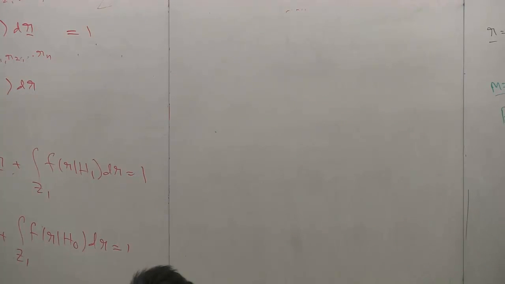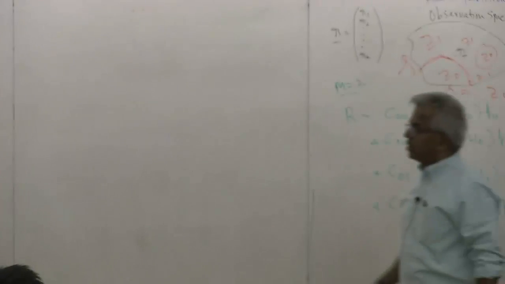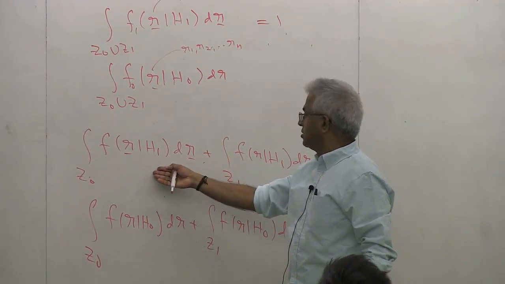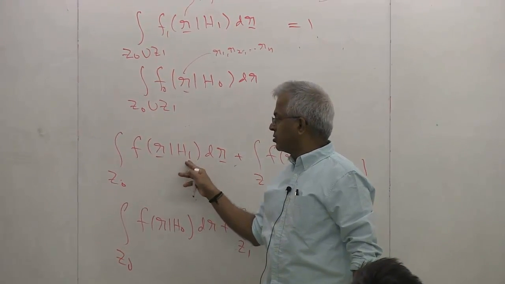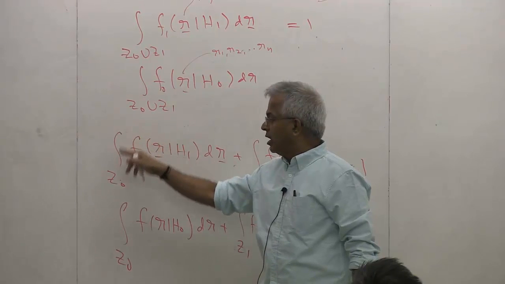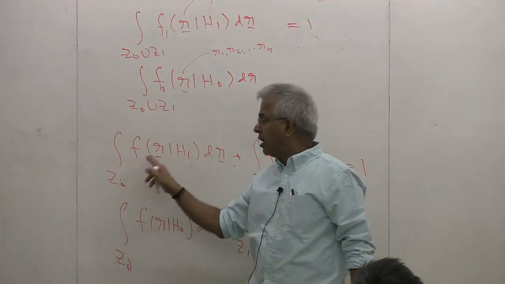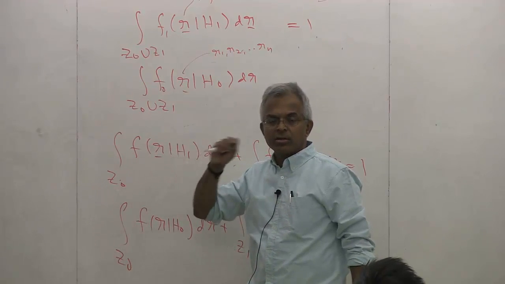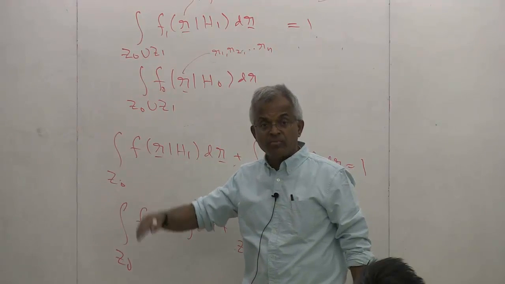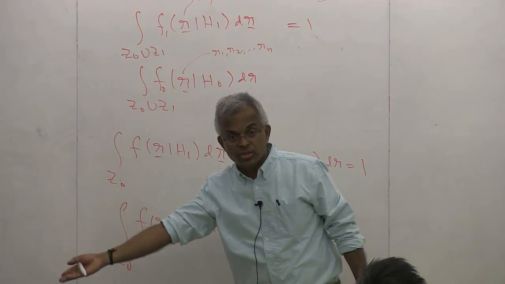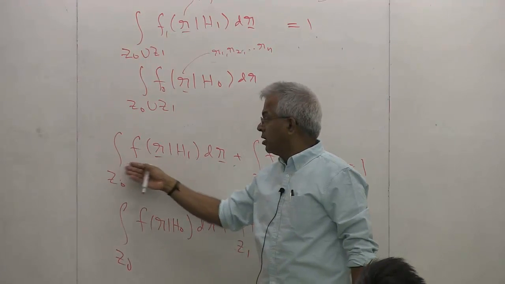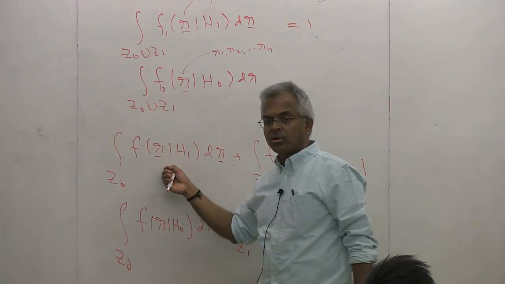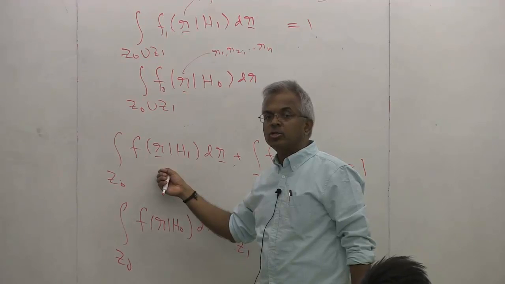So what is this probability? Look at here. What does this mean? Let's look at this term. This says the hypothesis H1 is true, and we are integrating over Z0. R is being integrated over Z0. That means R falls within Z0. If R falls within Z0, we are going to decide it as H0. So this is actually the probability of deciding in favor of H0 when H1 is true, right?